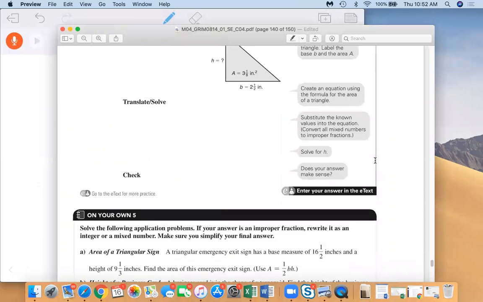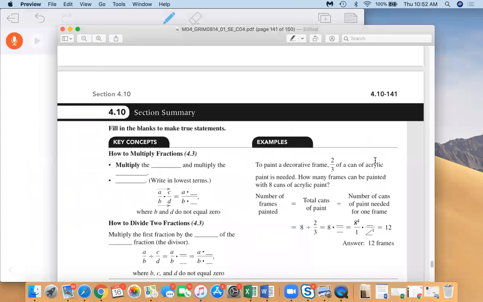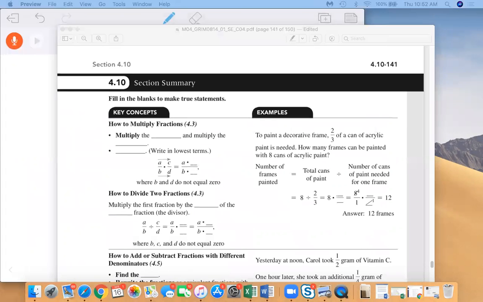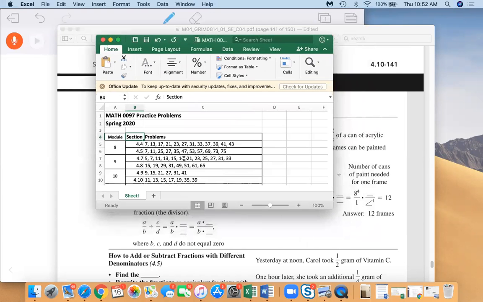Okay, let's see. So that is it for 4.10. I gave these to you last time, but I want to give you the section 4.10 practice problems again. So here again for 4.9 that we finished on Tuesday, we had 9, 15, 21, 27, 31, and 41. And then for 4.10, we had 11, 13, 15, 17, 19, 35, and 39. So that is it for module 10. We're done with module 10.